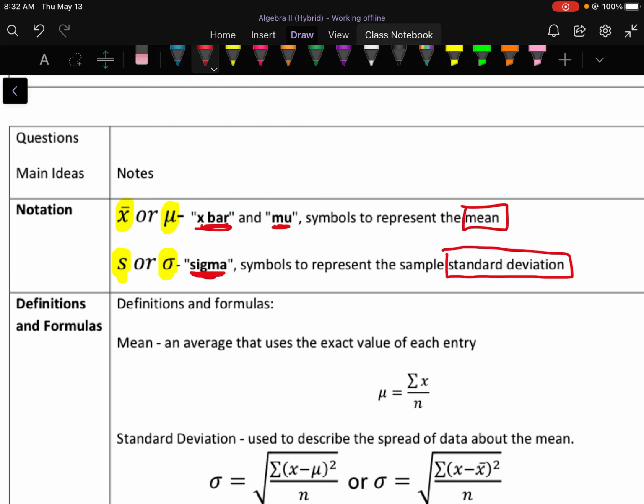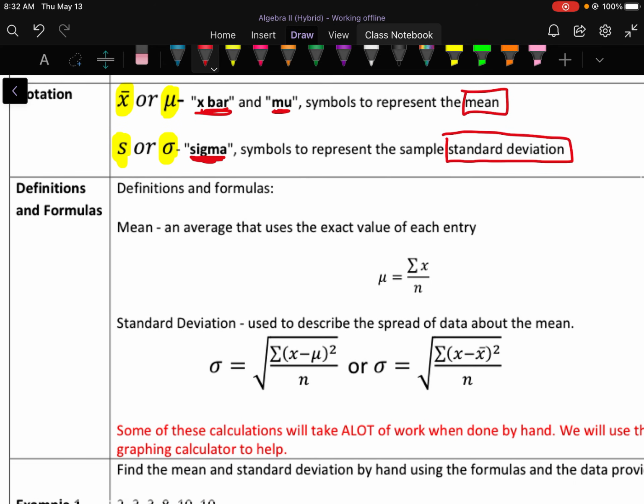So some formulas and definitions. A mean is just the average that uses the exact value of each entry. You're probably looking at this, how you calculate the mean, and you're like, what in the world? Well, first of all, like I said, to find the mean of any set of data, you just add up all the points and divide by however many pieces of information you have.